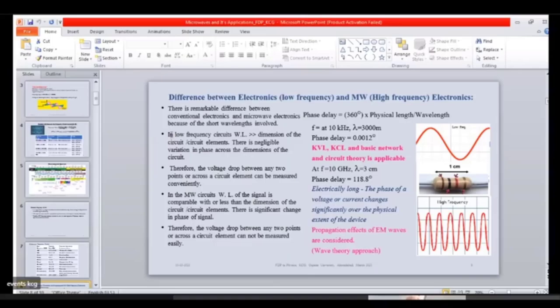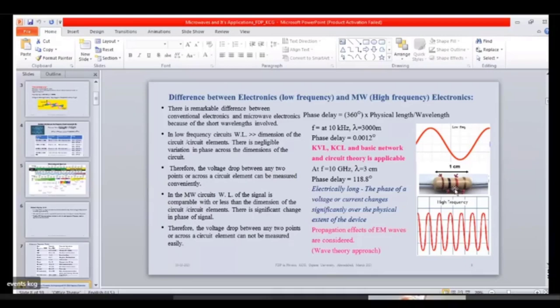Their construction is different, right? So it is essential to understand the difference between low frequency electronics and high frequency electronics. In low frequency circuits, the wavelength is much greater than the dimension of the circuit or the circuit elements, and there is a negligible variation in the phase across the dimension of the circuit.